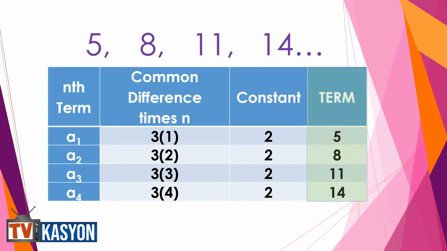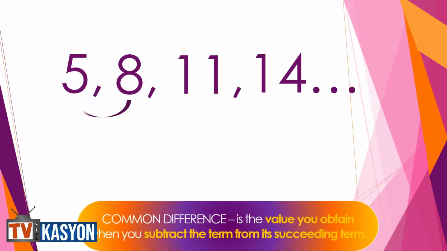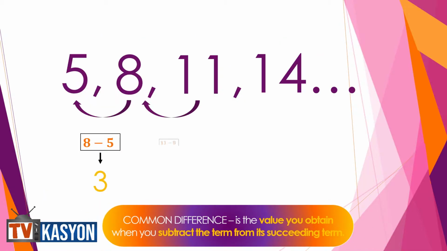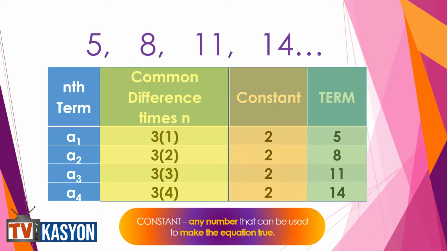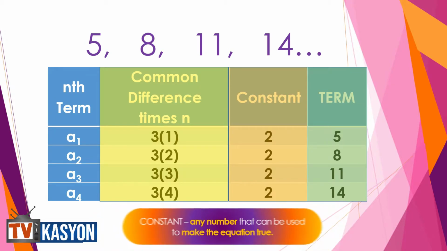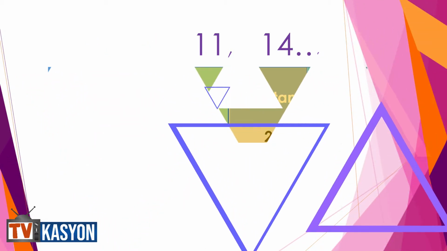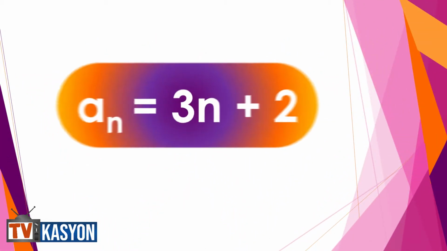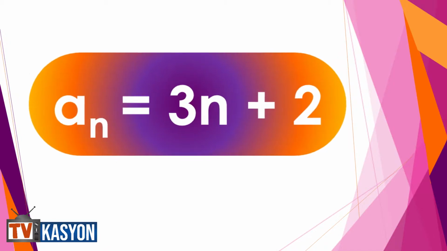We can get any term in the sequence by adding the product of the common difference and n to a constant. Take note that the common difference is the value you obtain when you subtract the term from its succeeding term, while constant is any number that can be used to make the equation true. Therefore, the explicit formula of the sequence is a sub n equals 3n plus 2.